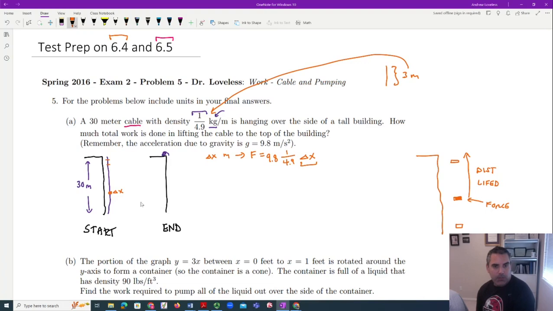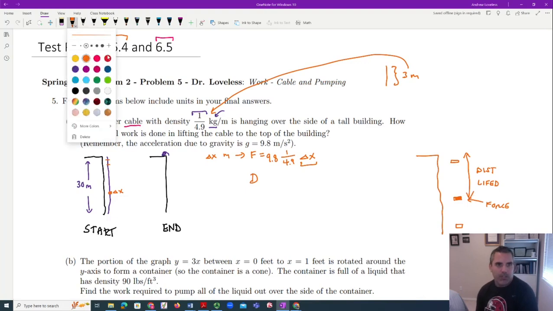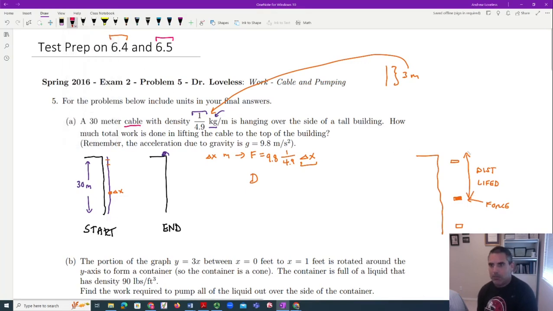The next thing is we need to figure out how far it's lifted. And you'll notice I haven't labeled anything yet. Because of the way the problem is presented, and because we're going all the way to the top, I'd like to label the top 0. I know that's unusual, but if I label the top 0, then the bottom could be labeled 30. In this labeling, when you're 10 units down, x is 10. So that makes it a little bit nicer. In this labeling, the distance lifted is just x.